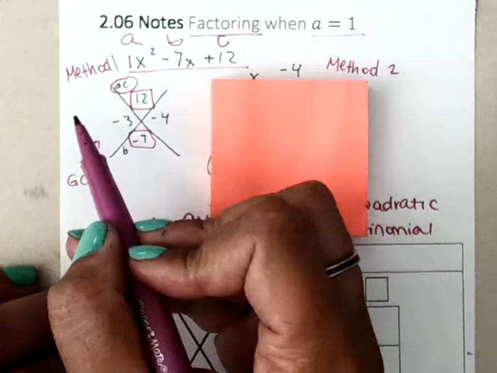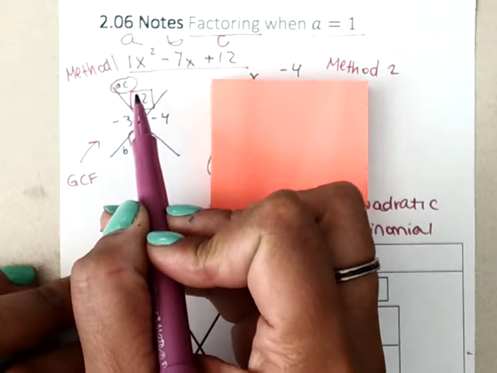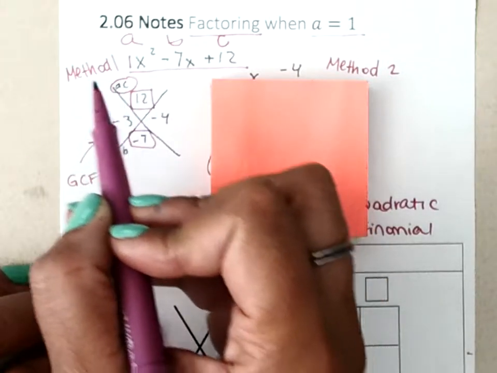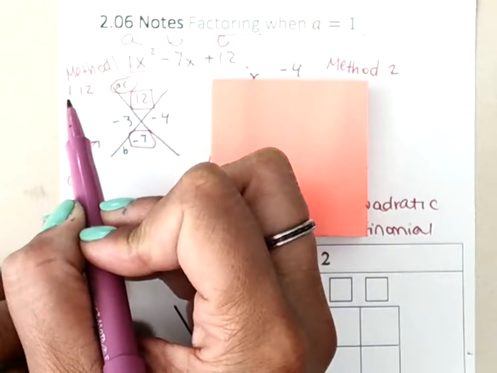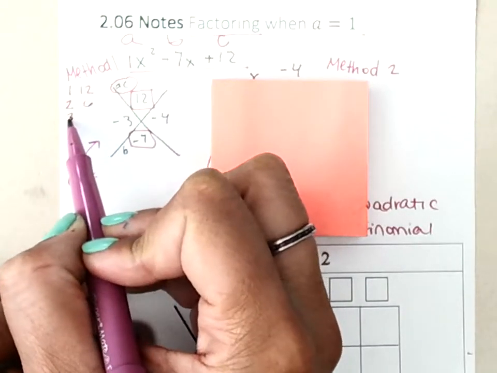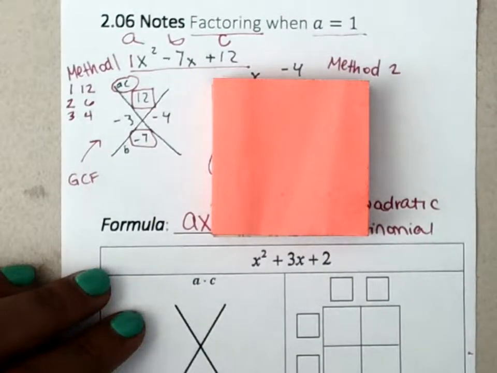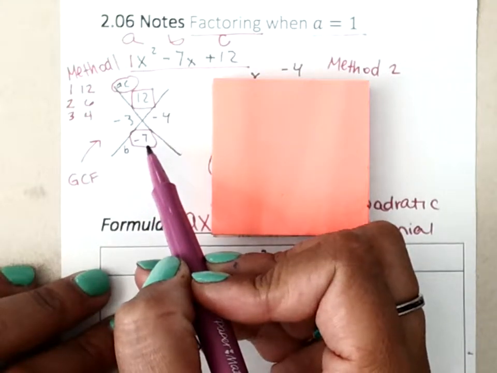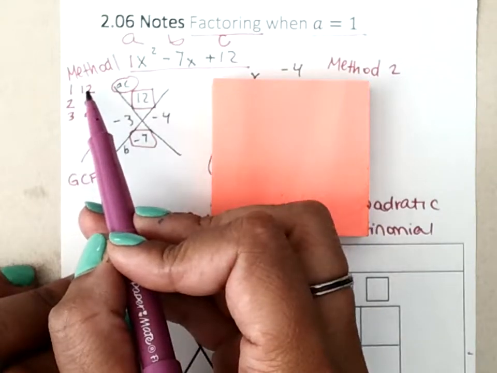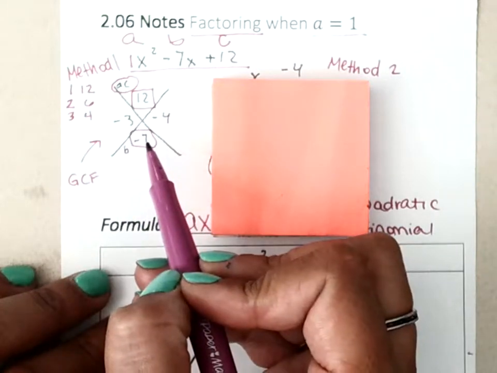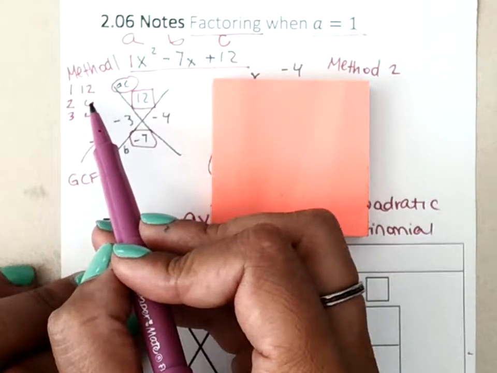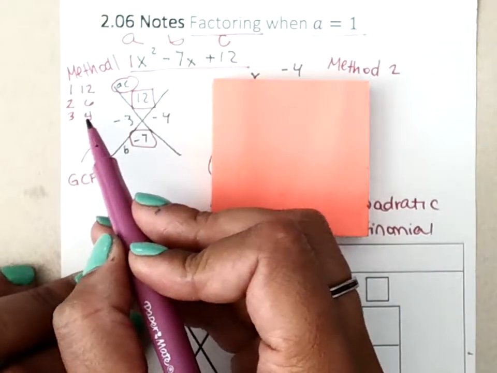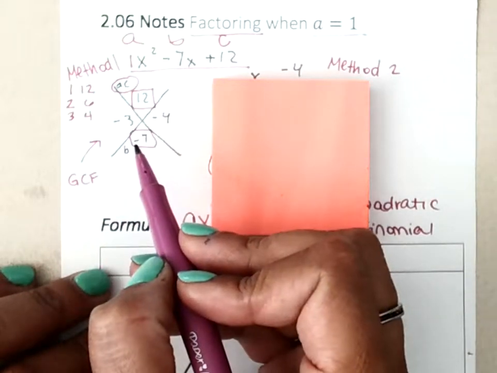Now we have to think of the factors of 12 that multiply to 12 but add to -7. So when I think of numbers that multiply to 12, I think of 1 and 12, 2 and 6, and 3 and 4. All of these multiply to 12, but not all of them add or subtract to 7. 1 plus 12 is 13, and 12 minus 1 is 11, so that will not give us 7. If I added 2 and 6, we'd get 8. If we subtracted, we get 4. Again, that's not 7. But if we added 3 and 4, we would get 7.